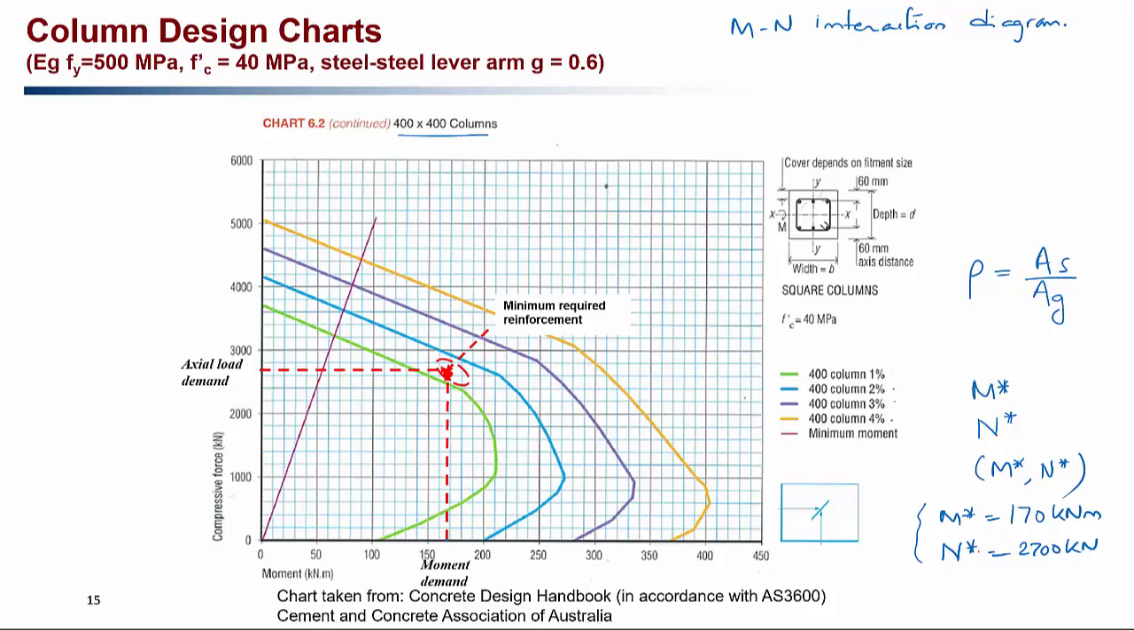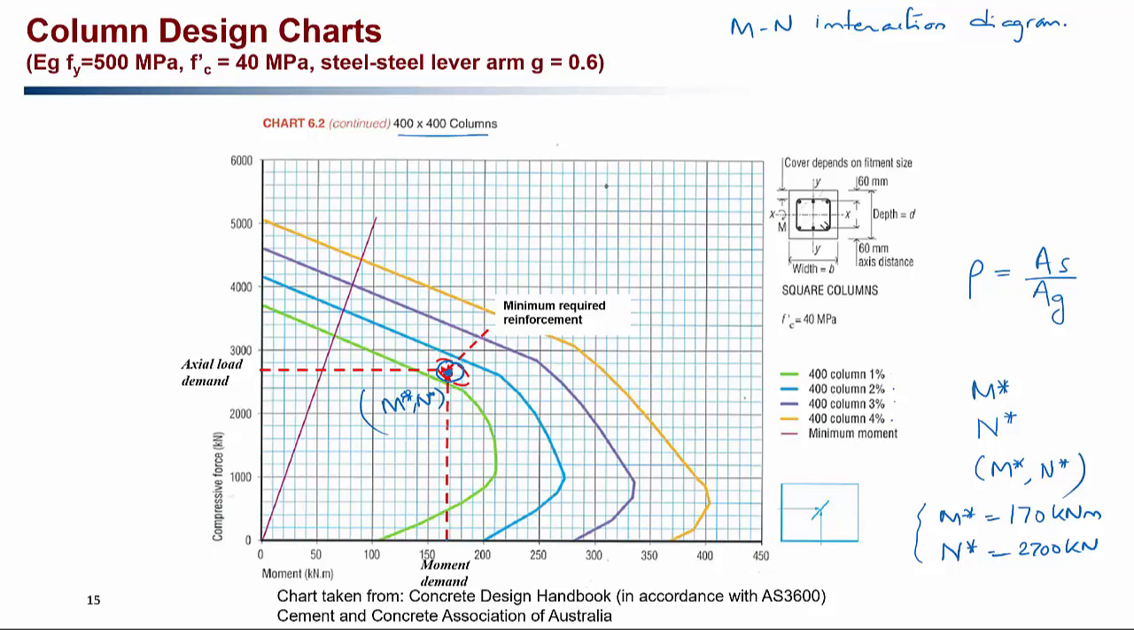So we plot this coordinate in the design chart. If we plot it, the x-axis is 170 and the y-axis is 2700. So we find that your M star N star plot is here.